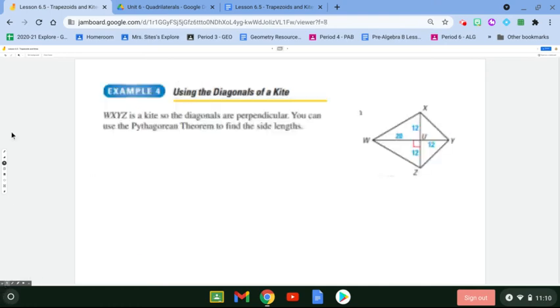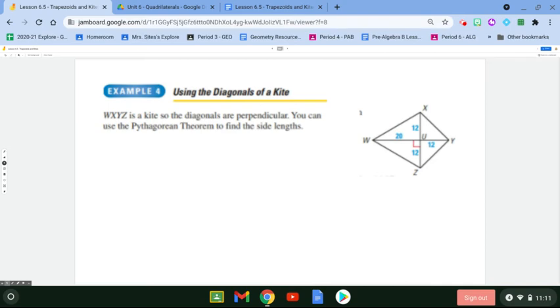Another fact that I know about a kite is that the diagonals are perpendicular to one another. So in this particular problem, I am asked to find some side lengths. I know that WXYZ is a kite, and I also know that the diagonals are perpendicular. I need to know the length of every single one of the side lengths on the outside, knowing that they've given me some of the lengths on the inside.